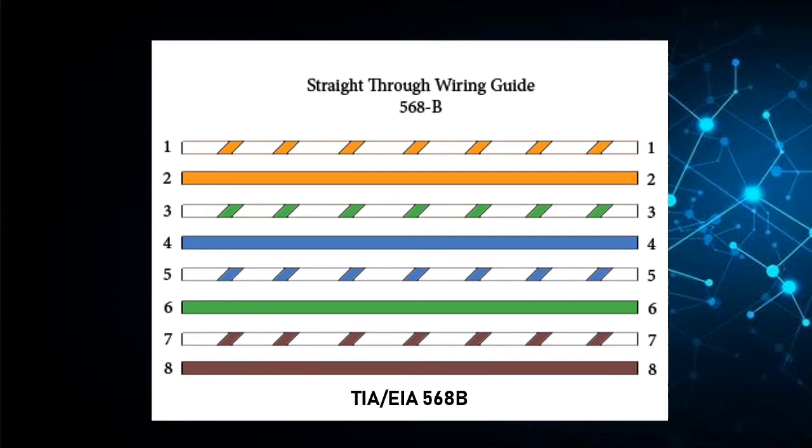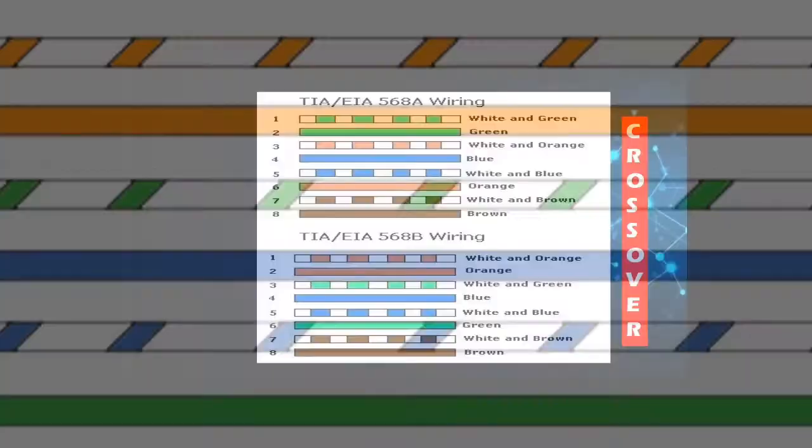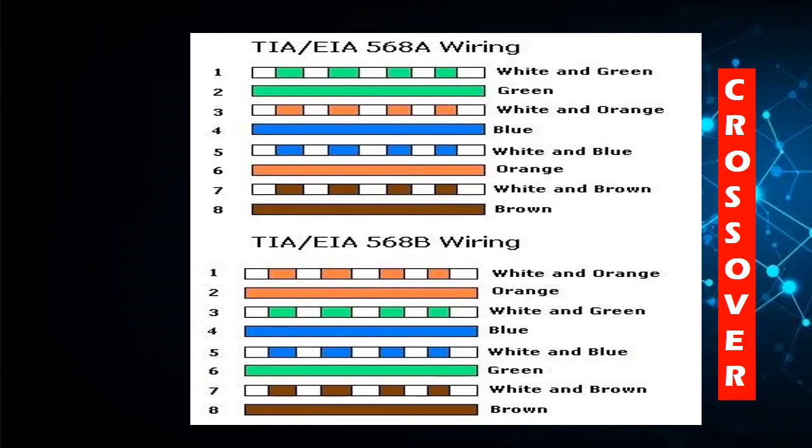TIA/EIA means Telecommunications Industry Association or Electronic Industries Association. On the other hand, crossover has different ends of cable, meaning the termination standards or arrangement of the color of wirings are different. At one end of the cable, 568A wiring is used. It is where white-green comes first, followed by green, white-orange, blue, white-blue, orange, white-brown, and lastly the brown.